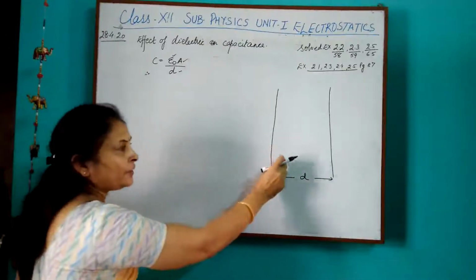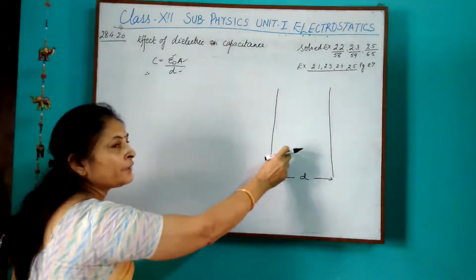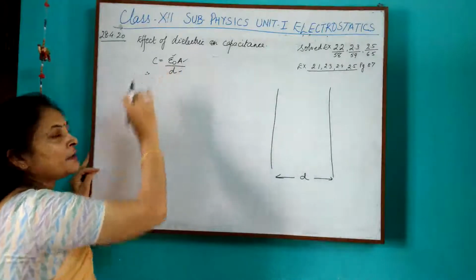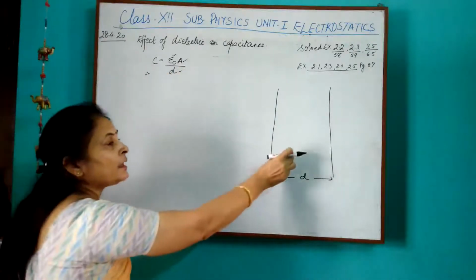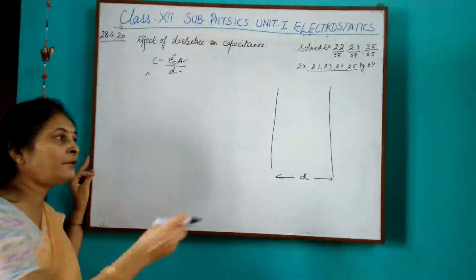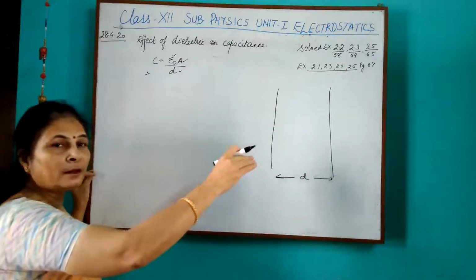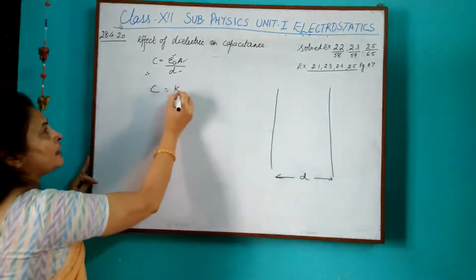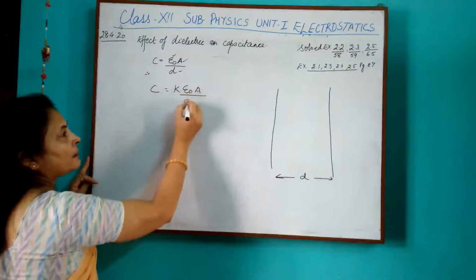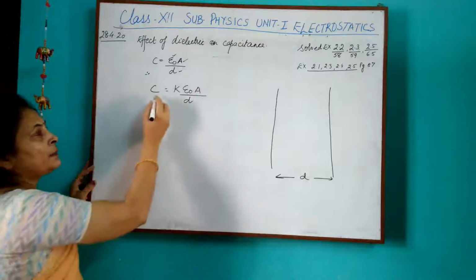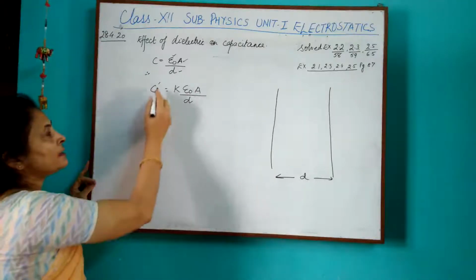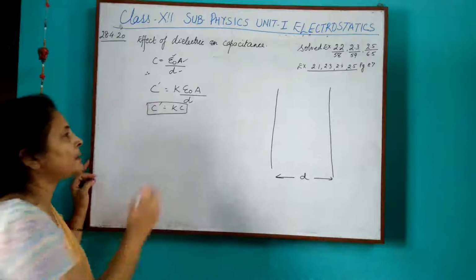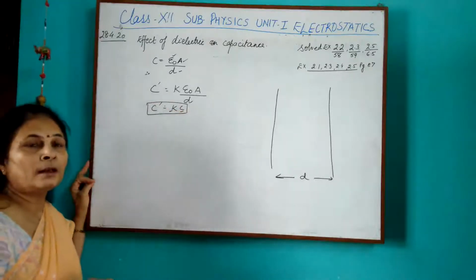Now I told you that if this whole space is filled with some dielectric, then, since this expression has been derived considering that there is air between the plates of a capacitor, if instead of air there is some other insulator having some other value of dielectric constant, then C will come out to be K epsilon naught A divided by D. That means if I take it as C dash, then C dash will be equal to K times C. Capacitance will become K times the original capacitance.